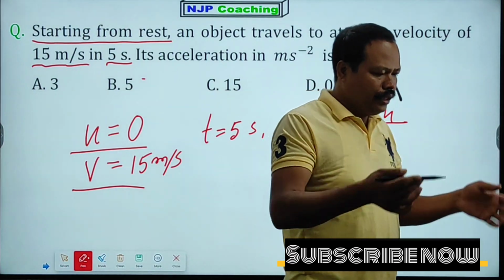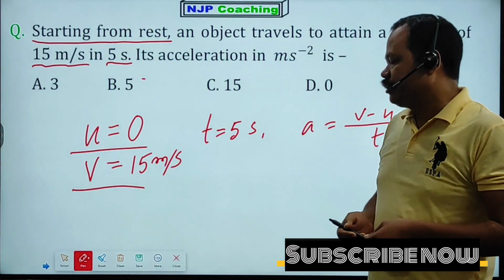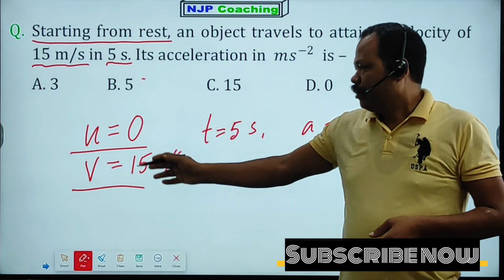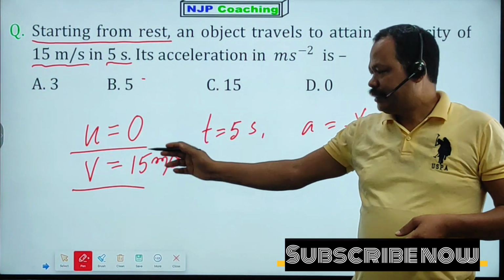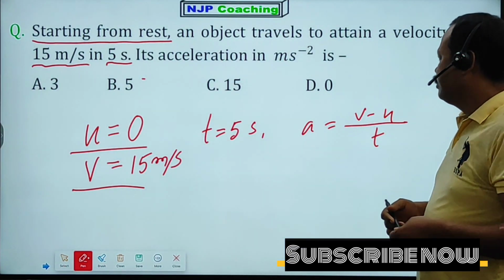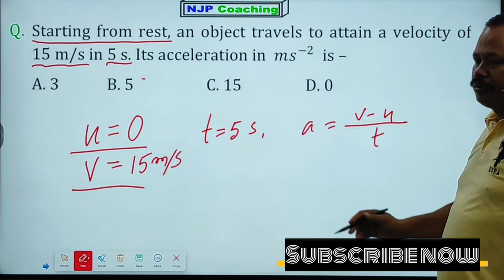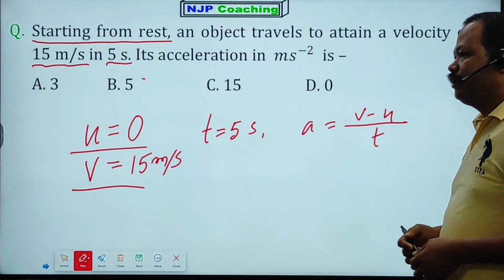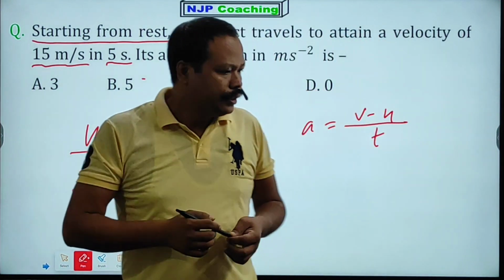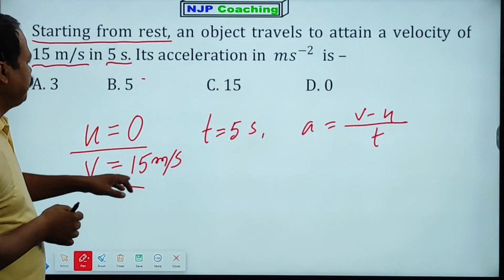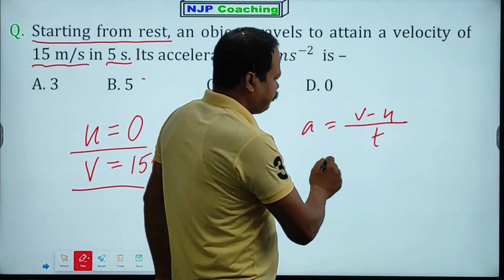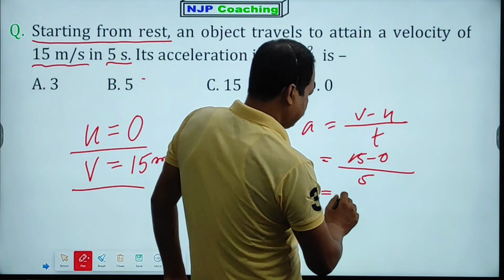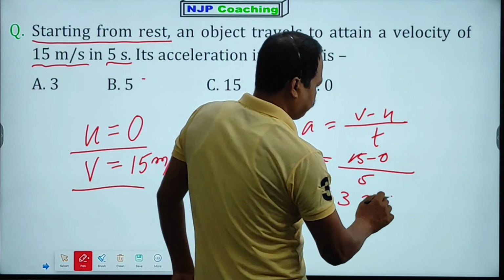Initially it was in rest, so initial velocity 0, final velocity 15 meter per second. And to attain this velocity, the object has taken this time. Time taken is 5 seconds. And very simple formula of acceleration. It is change in velocity by time, v minus u by t. And if we put the values, 15 minus 0 by 5, and this is 3. 15 by 5, 3 meter per second square.